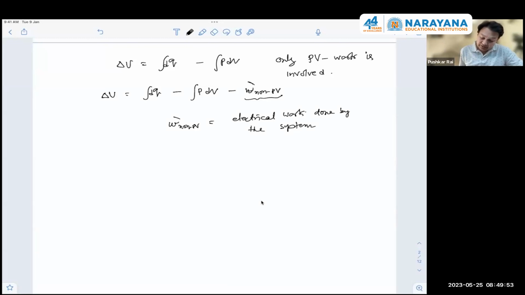So that is why we write it like this. So this is the idea. If delta U is like this, what about delta H? Delta H is always equal to delta U plus P2 V2 minus P1 V1. And generally speaking, if the pressure is constant, then delta H is equal to delta U plus the integral of PdV. So that is delta H.